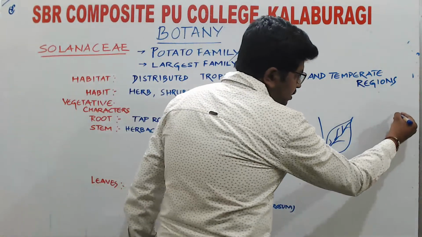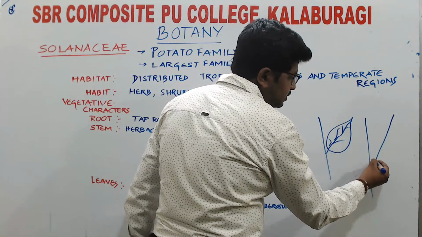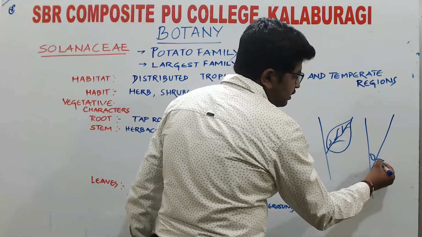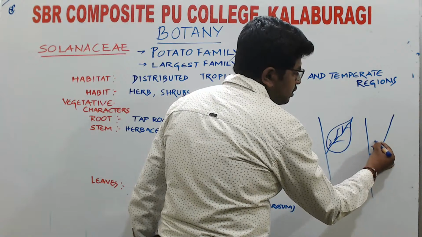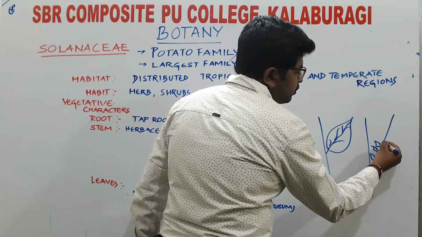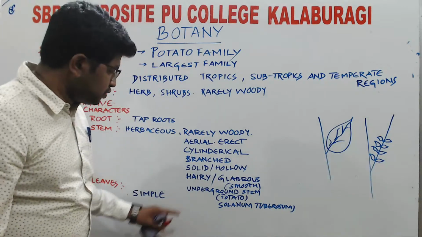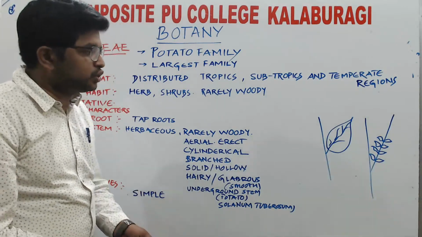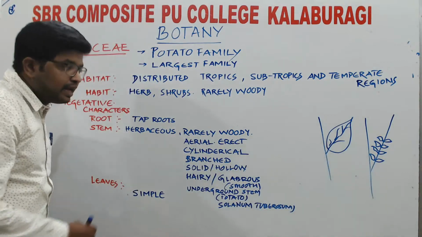What is the compound leaf? A compound leaf will have branches like this, and you will see small leaves like this. This is a compound leaf. So members of Solanaceae will show the simple leaf. The leaves are simple, alternate.